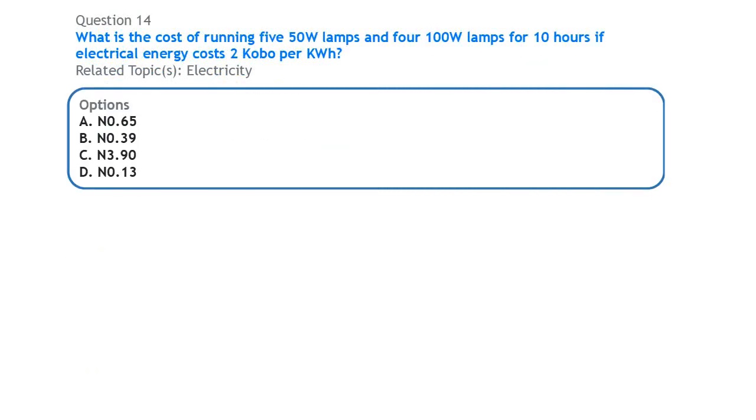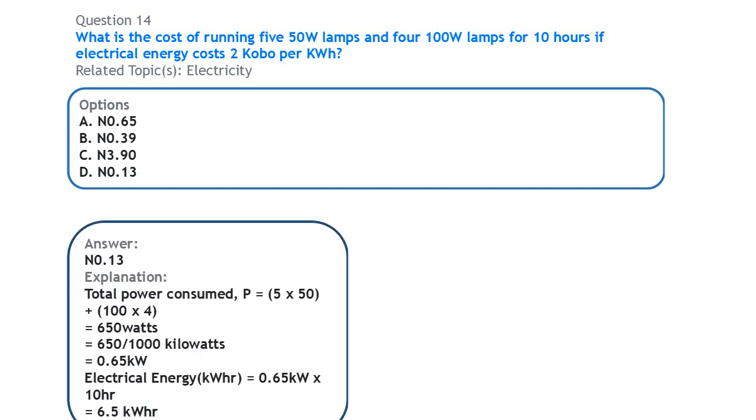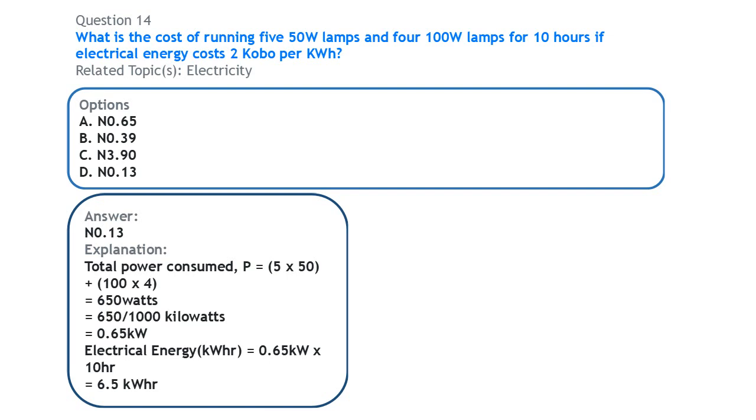Right, the next question is on electricity. What is the cost of running 5 50 watt lamps and 4 100 watt lamps for 10 hours if electrical energy costs 2 kobo per kilowatt hour? Alright, so what we need to do here first is calculate the total power that is consumed by these devices.